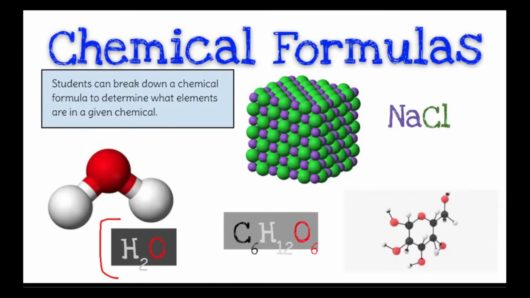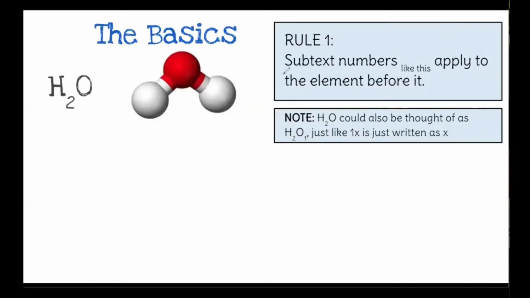It doesn't matter which one it is, we're still going to call them all chemicals. But we're going to get into some specific differences between ionic and covalent that the guy in the video didn't cover for you. So first, the basics, which you should have seen. Any subtext numbers that look like this, down at the bottom, are going to apply to the element that's before it. So H2O, we have 2 hydrogens.